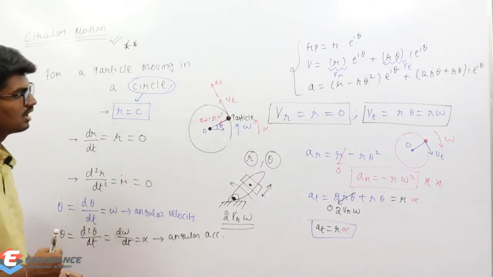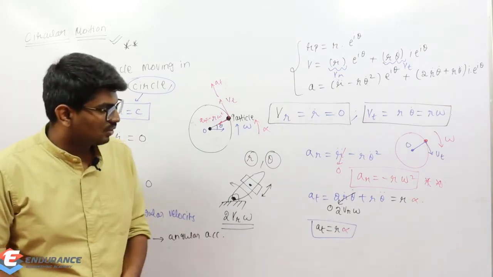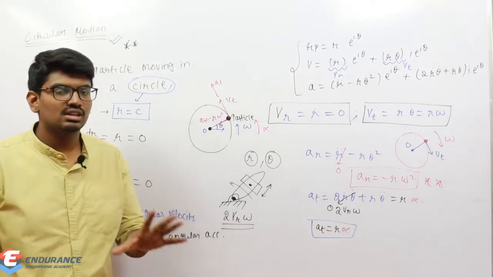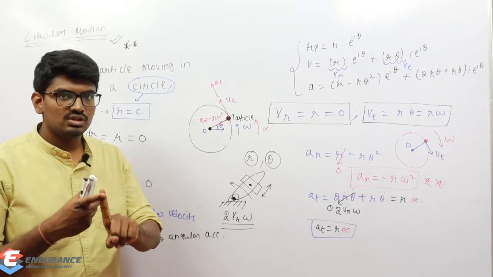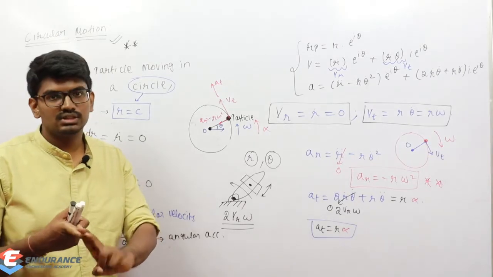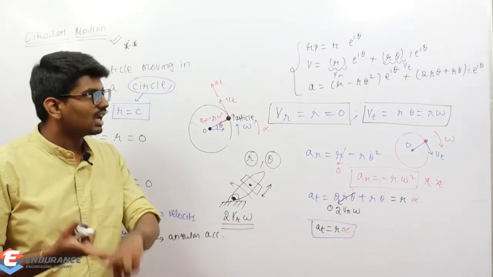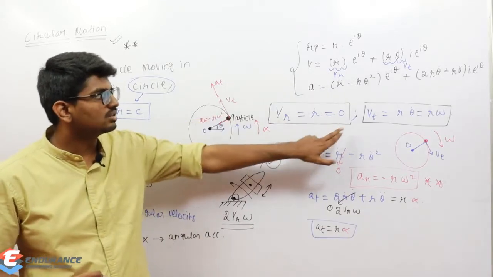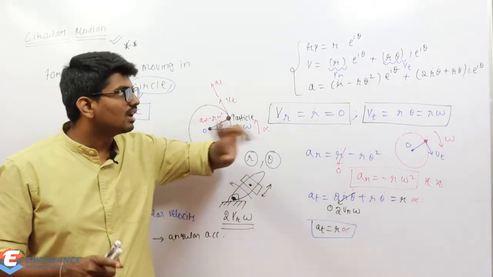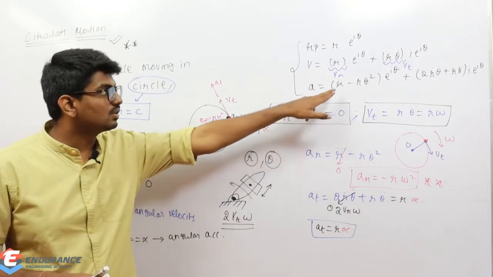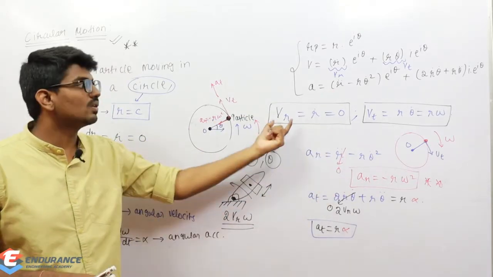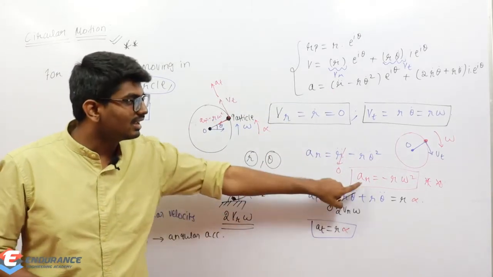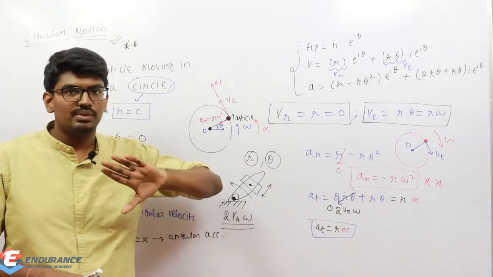Now, what is the overall conclusion for a circular motion? Simple. For a circular motion, r dot is equal to 0, r double dot is equal to 0. Since r dot is 0, V_r is 0, so we have only V_t. And next, r double dot is 0, so even though we don't have V_r, we will have A_r. So A_r will be minus r omega square.